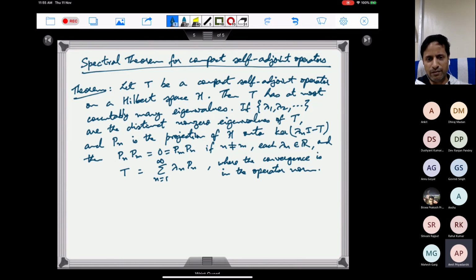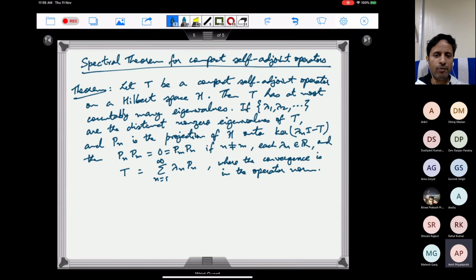And then we can prove that this T can be written as the summation of lambda n Pn. Let me not go into the detail of the proof, but that is the idea. And this is a very important theorem, so I wanted to at least state this. For any compact self-adjoint operator, we can do this.